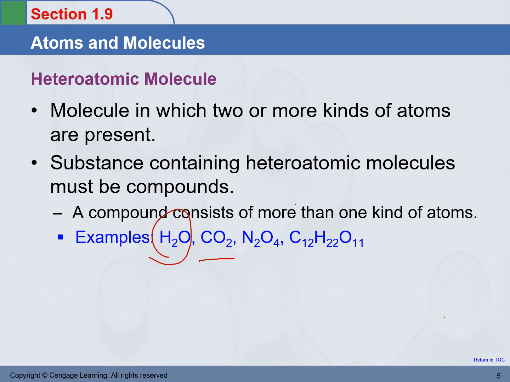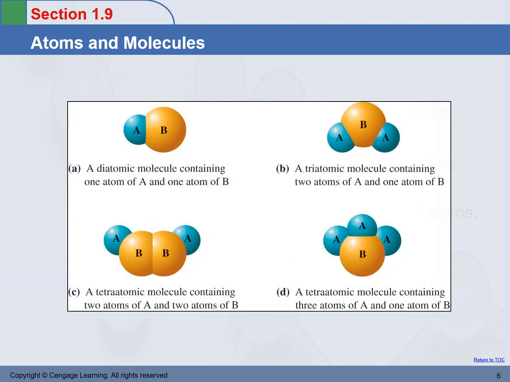Look at the last one, C12H22O11. We may not know what it is, but we do know that the formula tells us there are 12 carbon atoms, 22 hydrogen atoms, and 11 oxygen atoms in that molecule. That sounds like a lot of atoms in a molecule. However, a molecule can have thousands of atoms. Again, the picture shows you a few examples of heteroatomic molecules.